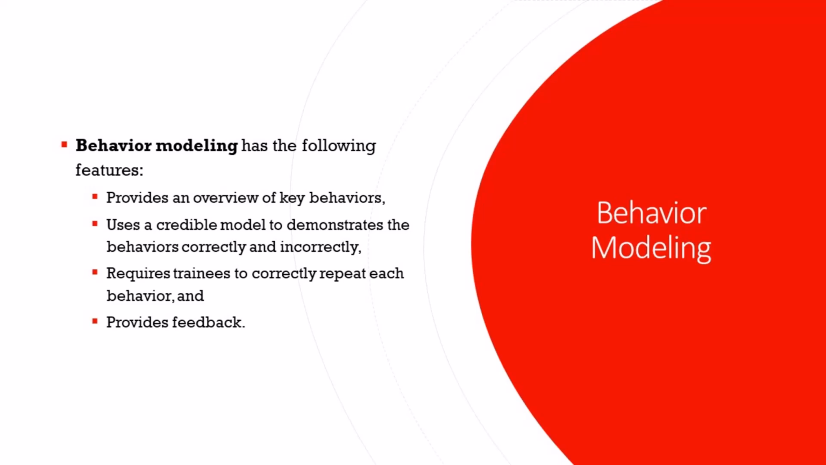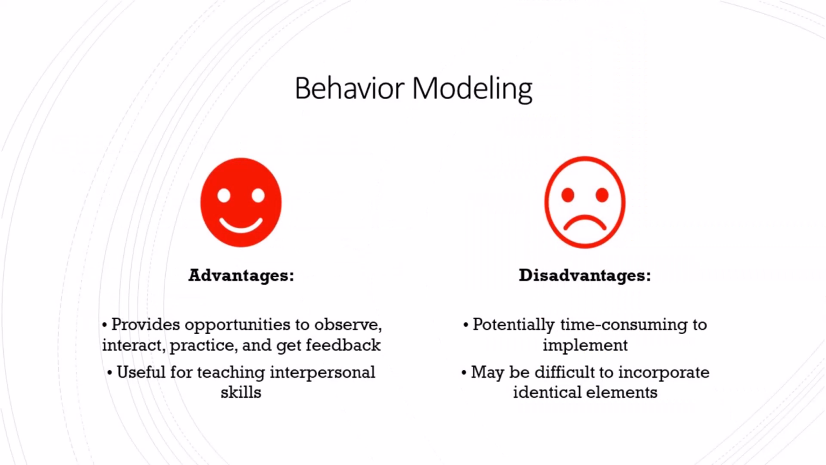Then trainees practice these key behaviors several times in a risk-free environment, usually in front of their peers, and the trainer and their peers then provide constructive feedback. Practice sessions can be filmed, and trainees can watch the film and provide additional feedback for improving how they perform the behavior. Like role plays, behavior modeling also provides opportunities for observation, interaction, practice, and feedback, but for everyone involved in the program. So it's highly effective in promoting transfer.